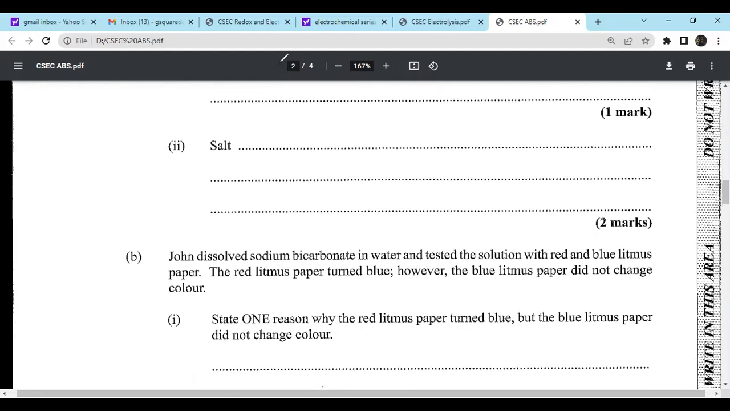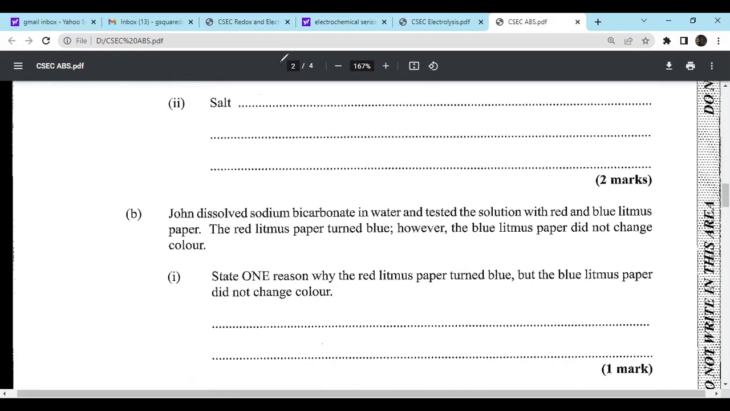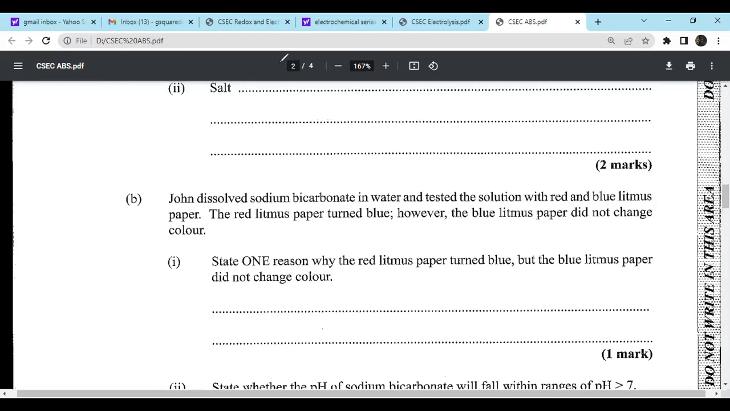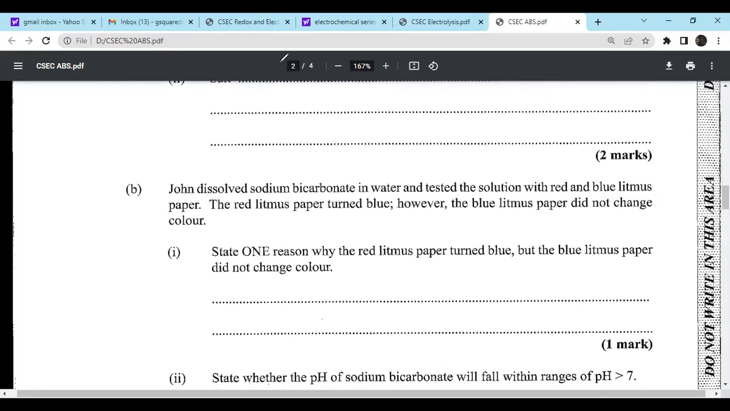John dissolved sodium bicarbonate in water and tested the solution with red and blue litmus paper. The red litmus turned blue. However, the blue litmus paper did not change color. State one reason why the red litmus paper turned blue, but the blue litmus paper did not change color.